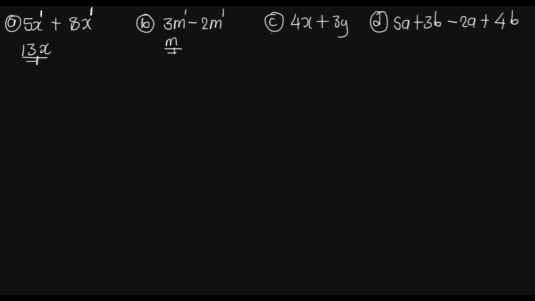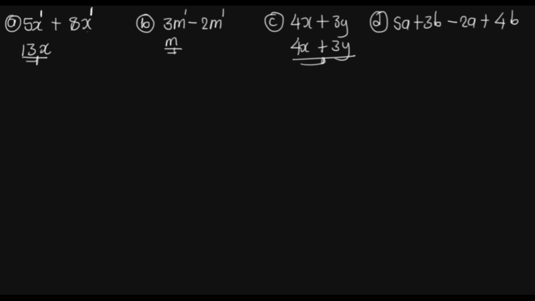Then let's check for C. We have the first variable is x, the other variable is y. So you can see that here we are dealing with unlike terms, and we said unlike terms cannot be added. So the answer will still be 4x plus 3y. This cannot be added.